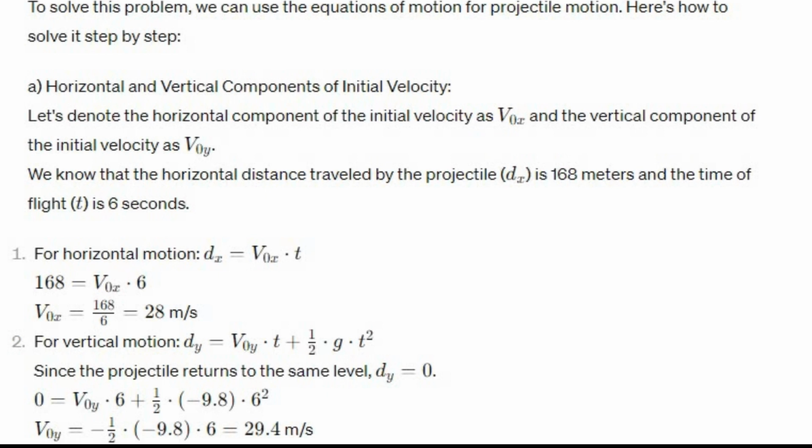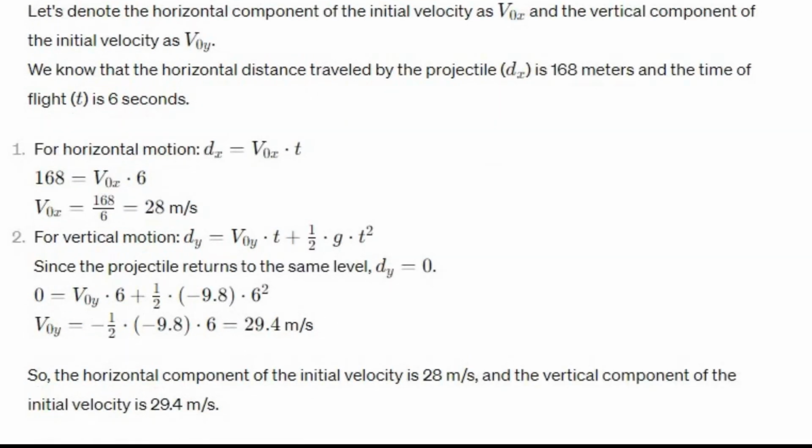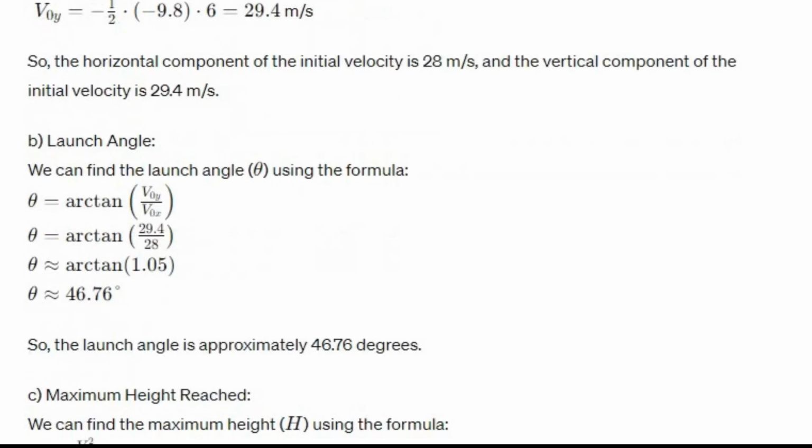0 equals v0y times 6 plus half times minus 9.8 multiplied by 6 squared. v0y equals 9.8 times 6 over 2 equals 29.4 meters per second. So the horizontal component of the initial velocity is 28 meters per second, and the vertical component of the initial velocity is 29.4 meters per second.